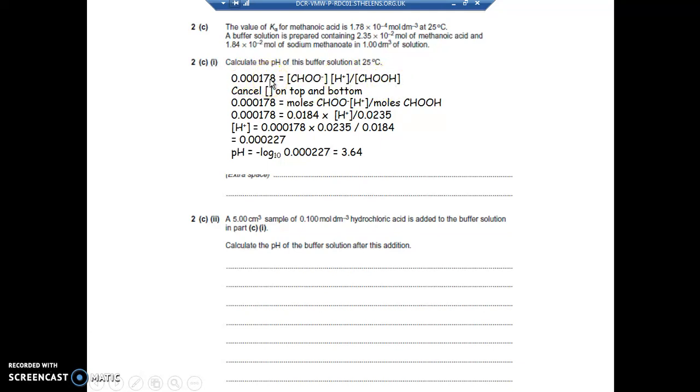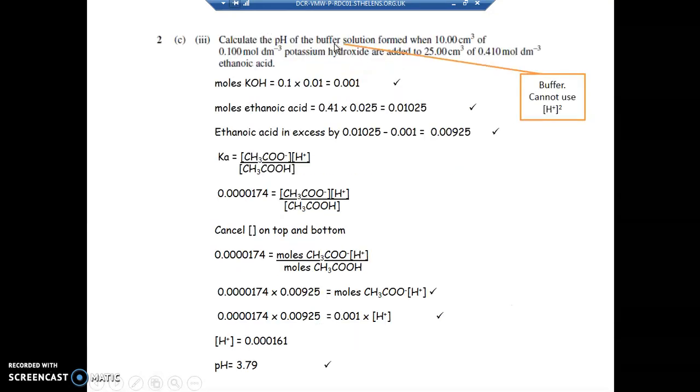Okay, let's go through my logical steps. I cancel the concentration of this one and the concentration of this one by cancelling the square brackets top and bottom. So now 0.00178 equals the moles of this CHOO minus multiplied by H plus concentration divided by the moles of CH3COOH, my methanoic acid. Have I got any values so far? Well, in actual fact, I've been given them, so it's slightly easier than my last question where I needed to work them out.